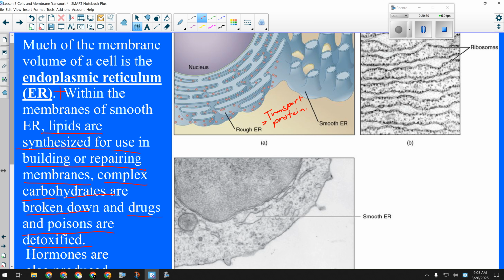So what organ in your body has the same job, detoxifying things? Your liver. If you look at your liver cells under a microscope, they are filled with smooth ER. They're specialized because that's their job. Their job is to detoxify poisons. So the cells in the liver have way more smooth ER than a muscle cell, because their job is to help break all that stuff down. So your liver does that on a larger scale.